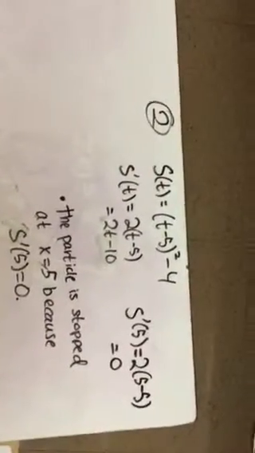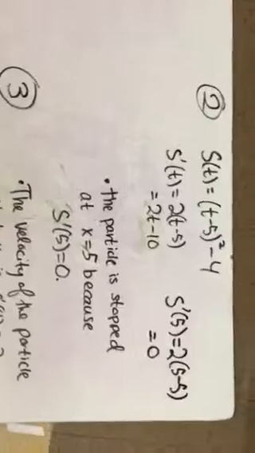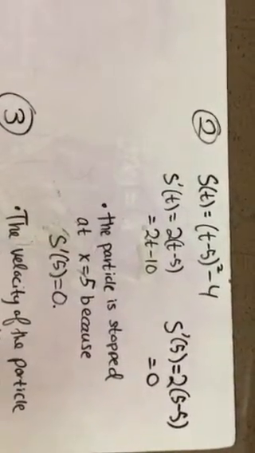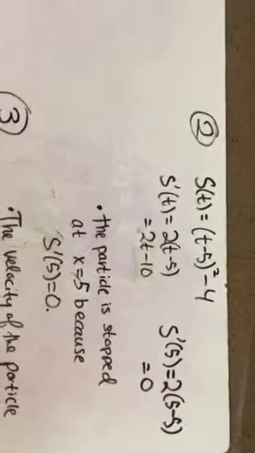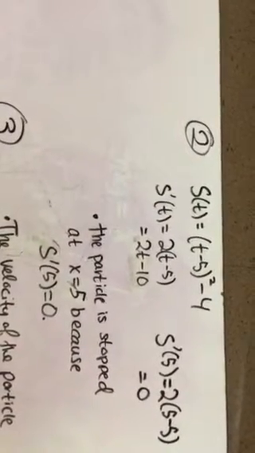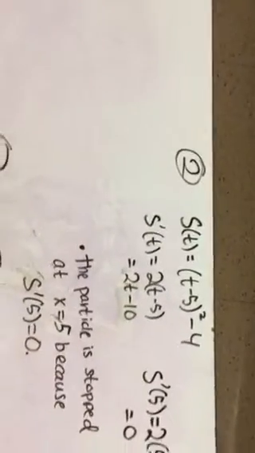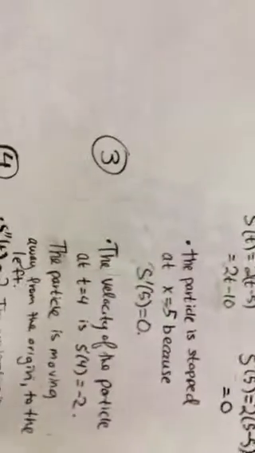Number 2. What is the velocity of the particle with respect to time? When does the particle stop? Explain. The velocity of the particle with respect to time is just the derivative of the position function. So that's s prime of t equals 2 times (t minus 5), and that will give you the velocity at any point t. The particle is stopped at t equals 5 because s prime of 5 equals 0, and so the velocity is 0.